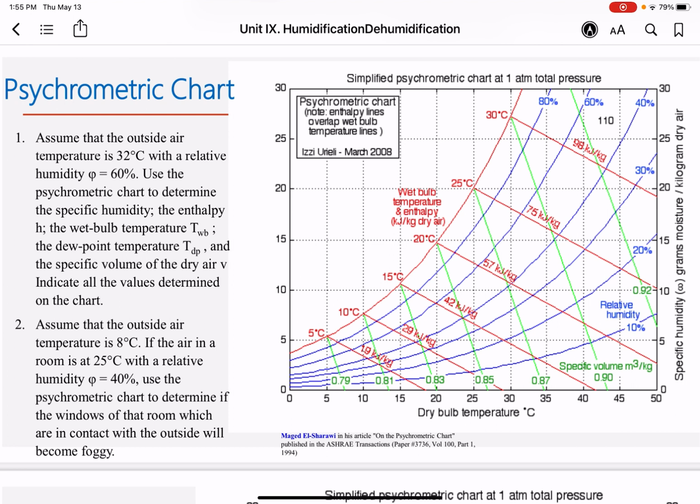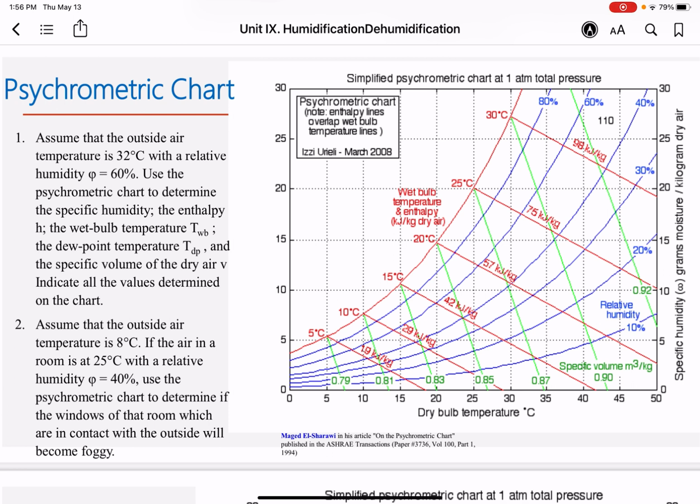Assume that the outside air temperature is 32 degrees with a relative humidity of 60%. We use the psychrometric chart. I think the psychrometric chart that I've given you here is already in temperature in degrees, so SI yung unit niya. So, we use the psychrometric chart to determine the specific humidity, your H, your enthalpy, the wet bulb temperature, the dew point, and the specific volume of the dry air. So, let's indicate all the values determined on the chart. Okay, first, you are given 32 degrees.